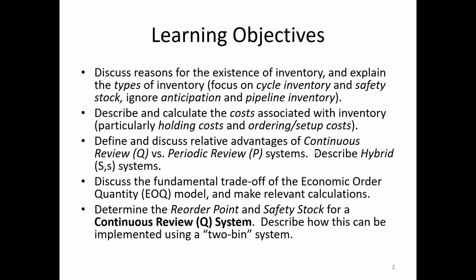We also have two inventory systems that we'll talk about. One's called a continuous review, which we call a Q system, and one's a periodic review called a P system. There is a hybrid system that we'll sort of allude to a little bit, but we'll focus in on the two main players, the Q system and the P system.